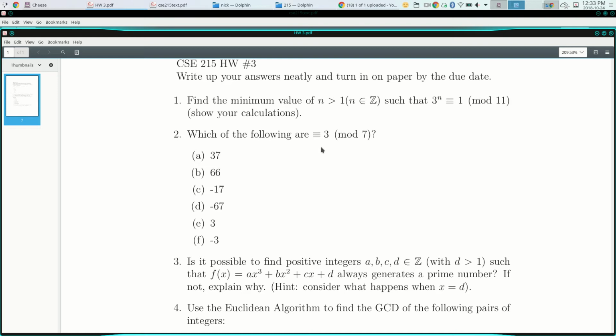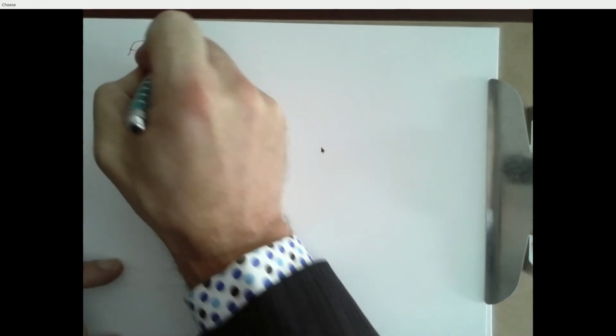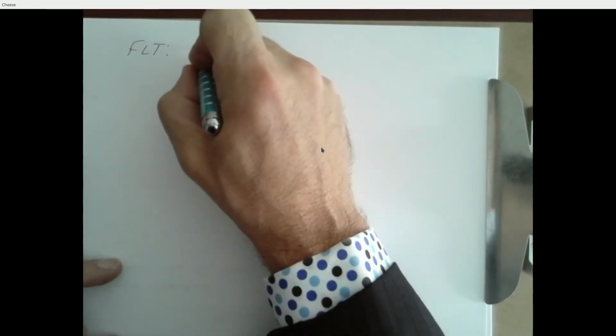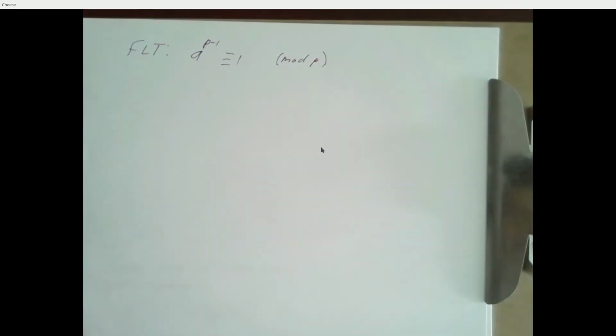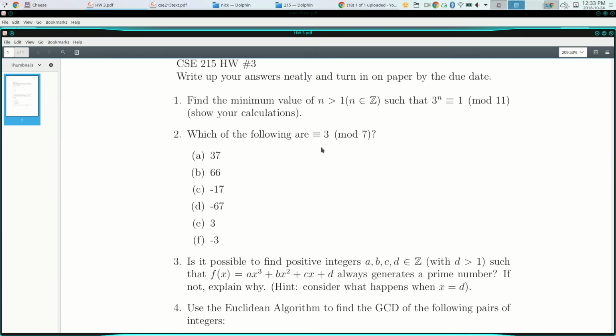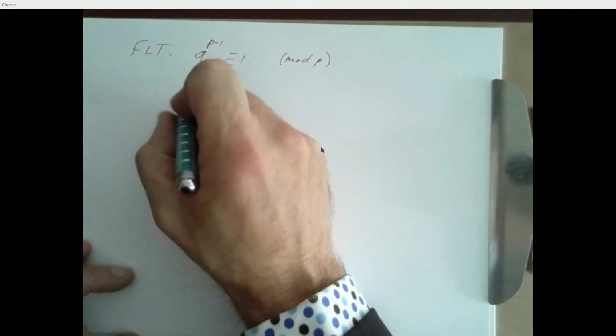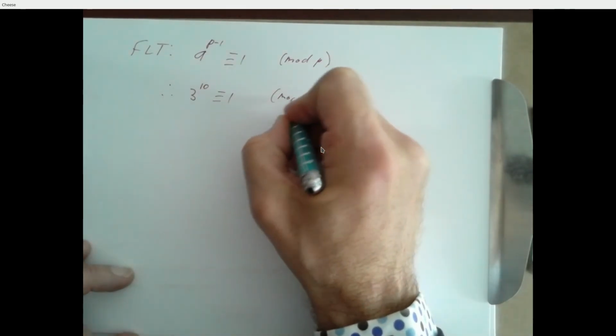And if you invoke Fermat's little theorem, what does that tell us about anything related to this? Fermat's little theorem tells us in general that a to the p minus 1 is congruent to 1 modulo p. And so here we're looking at powers of 3. And if we look modulo 11, that tells us 3 to the 10th is congruent to 1 modulo 11.